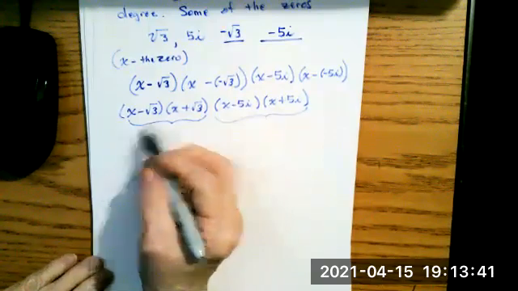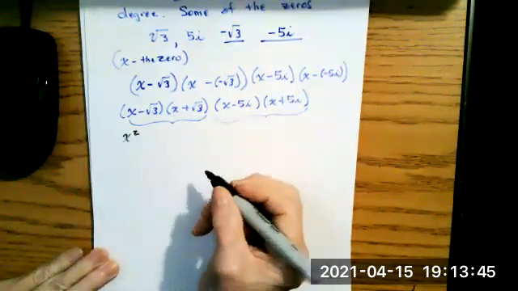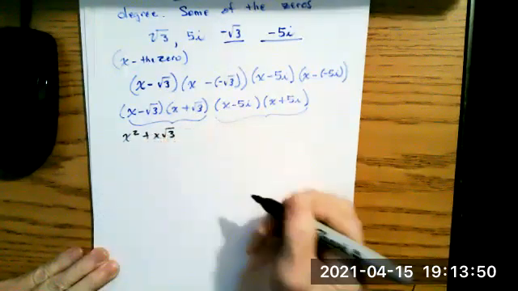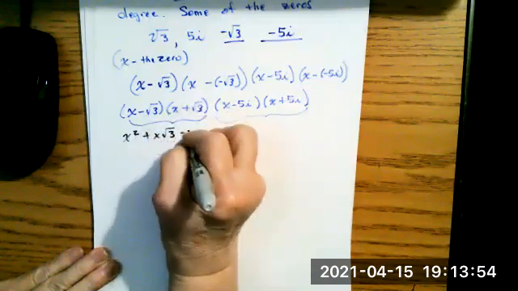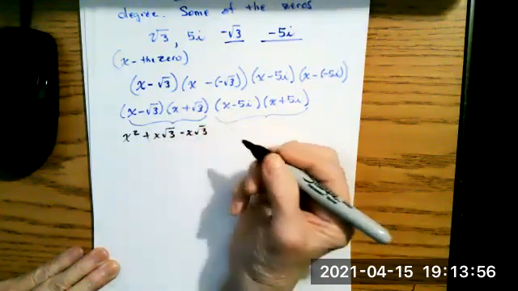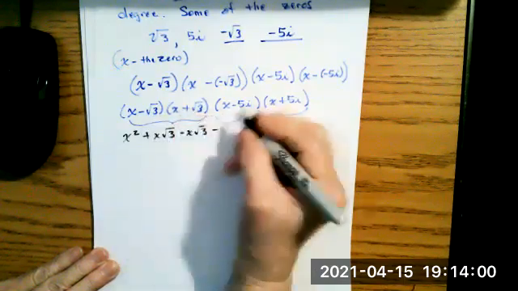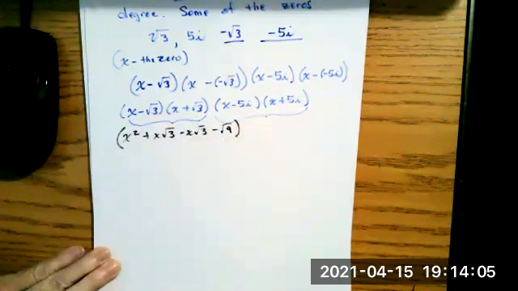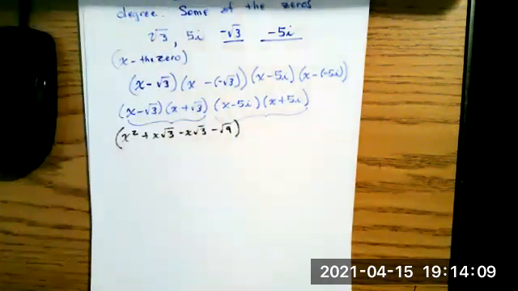So x times x is x squared. X times the square root of 3 is x square roots of 3. X times the negative square root of 3 is negative x square roots of 3. And square root of 3 times square root of 3, it's a negative in front of it, is the square root of 9. So there's that one. I don't like this pen either. I'm having a pen problem.